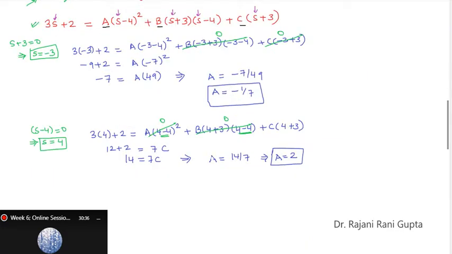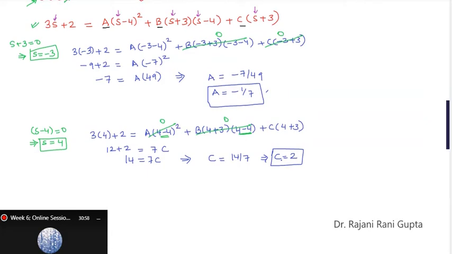Here it should be c, not a. Okay, so this is the value of c. We already have the value of a in the above step. Now, to get the value of the third constant b, we need to select another value of s.